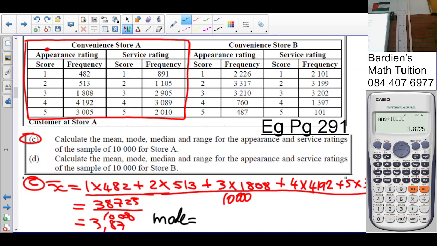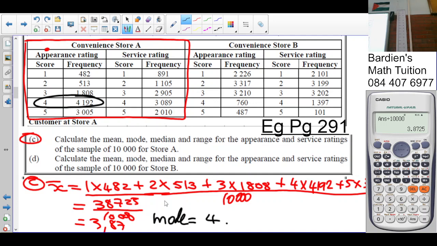So which number is occurring the most? Yes, 4 is occurring. So what you're basically doing is you take the number and then you times it by how much it's occurring and then you put it. The sum of it divided by 10,000. So the mode is the number that's occurring the most. And what number is occurring the most? 4. 4 is occurring 4,192. So what's your answer? The mode is 4. Easy. Not so?